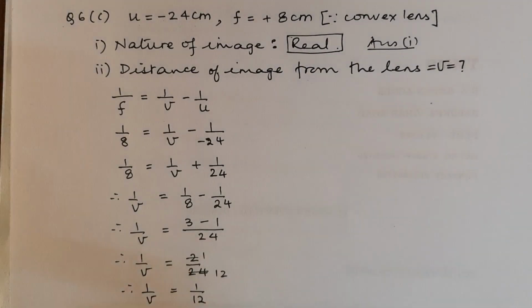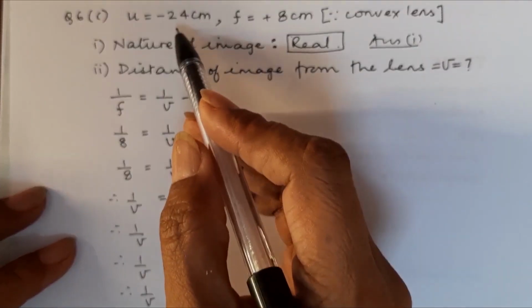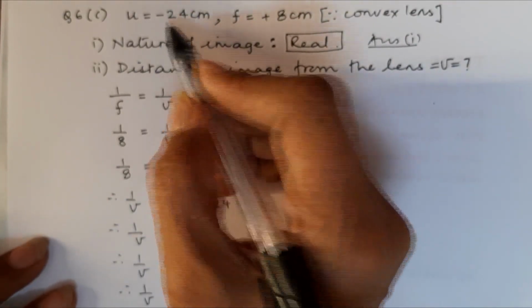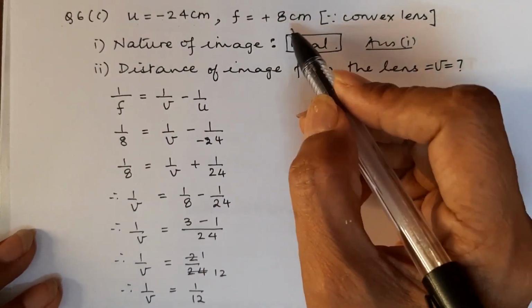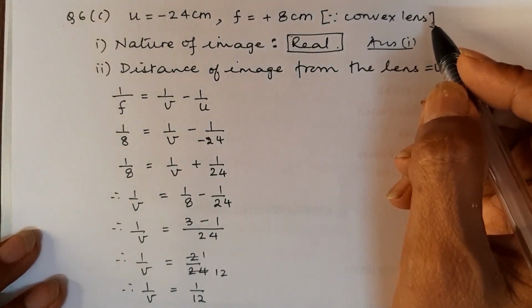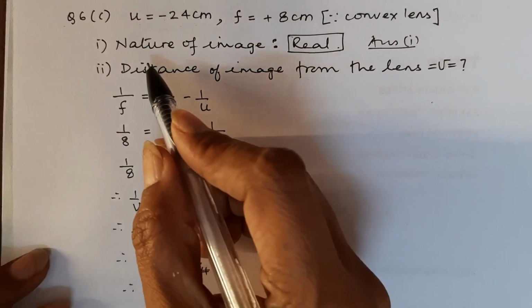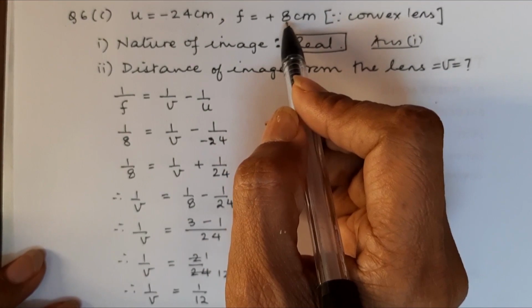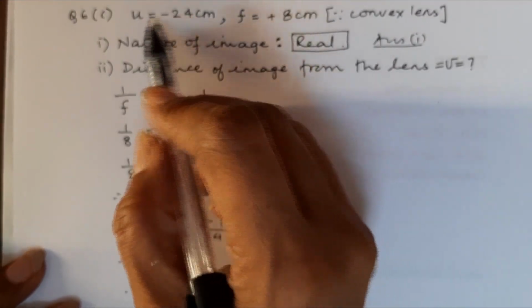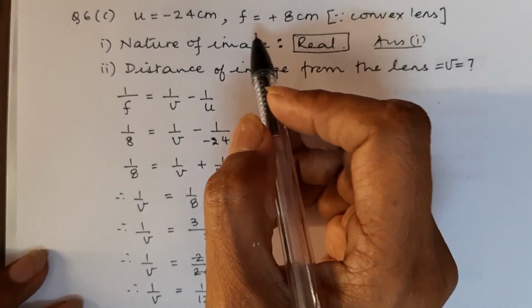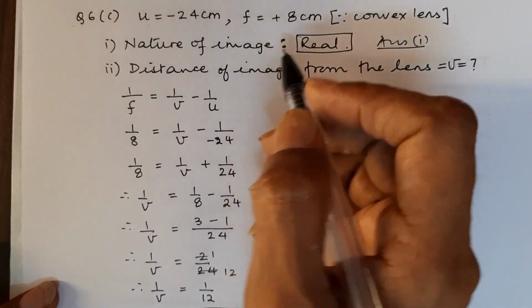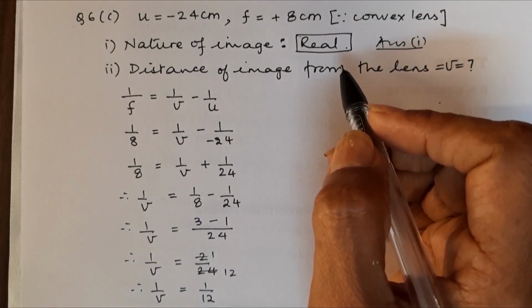So let us look at our solution. We have the object distance minus 24 centimeter because the object is in front, it will be having minus sign. Focal length is plus 8 centimeter because it's a convex lens. They are asking us what is the nature of the image. It is real because the focal length is 8 and this u, that is object distance, is more than 2f away. The distance more than 16 centimeters away, and so is going to form a real diminished image.